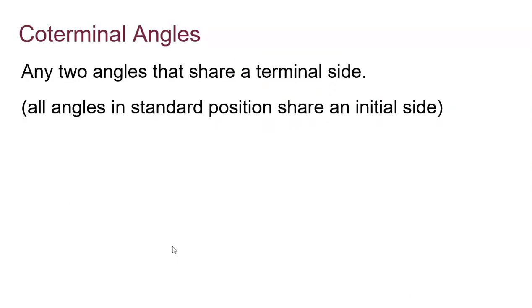So here's just another quick idea. I just want to make sure I put this down for sure: coterminal angles are any two angles that share a terminal side. And if you think about it, every angle drawn in standard position has an infinite number of coterminal angles, because you could just keep going around and around the circle to find more and more coterminal sides.